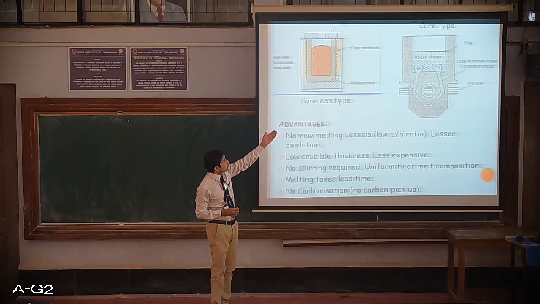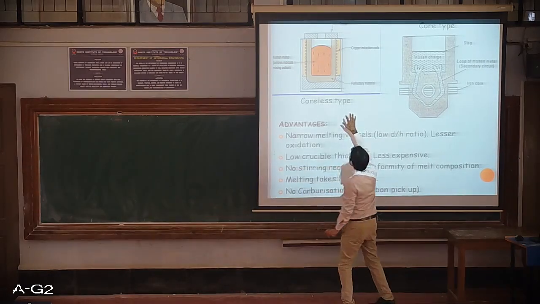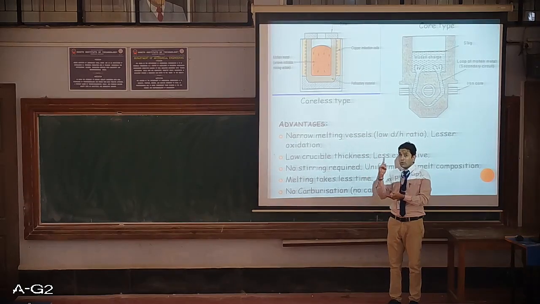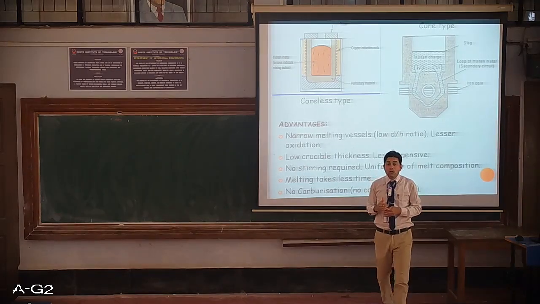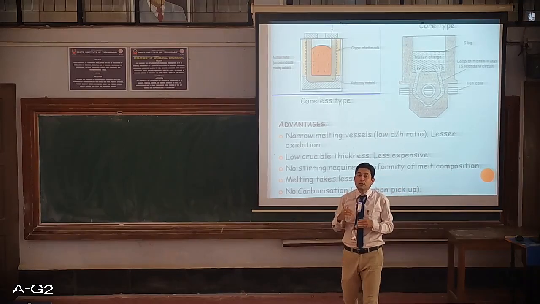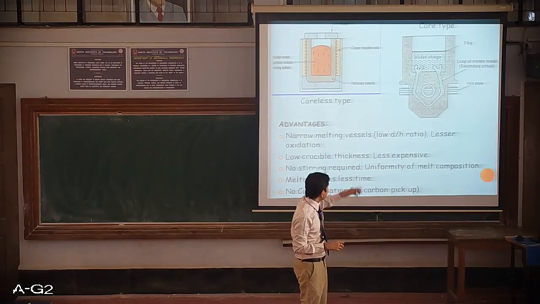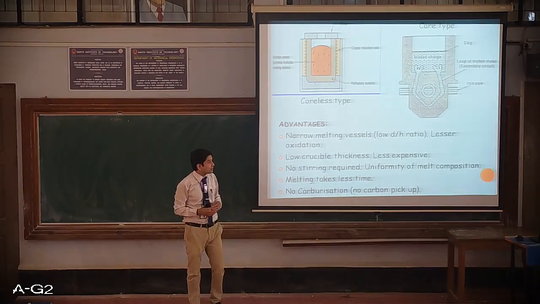So these are the two types of induction furnaces we have. One is called the coreless type and the other one is called the core type. The basic difference is that in the coreless furnaces, the copper coils contact the crucible to a larger extent. In the case of our core type, the copper coils will not contact the crucible to a larger extent, and it is a little bit offset to the crucible. Then what are the advantages of using these induction furnaces, is like this.